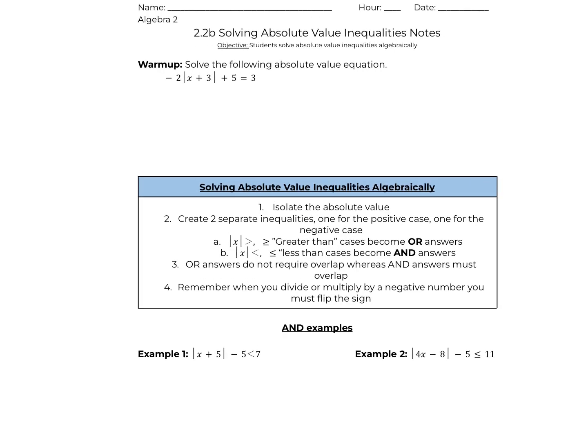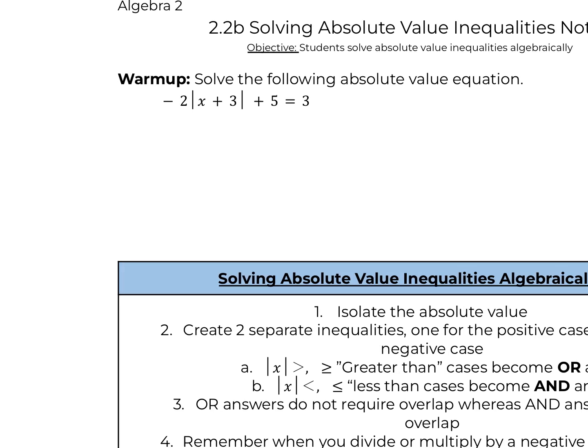We want to isolate the absolute value first. That's always going to be the first step, is to isolate that absolute value. So we do that first by subtracting 5 off of both sides. We get negative 2 times the absolute value of x plus 3 equals negative 2. Then we're going to divide both sides by negative 2. We get the absolute value of x plus 3 is equal to, anything divided by itself is 1, so absolute value of x plus 3 equals 1.